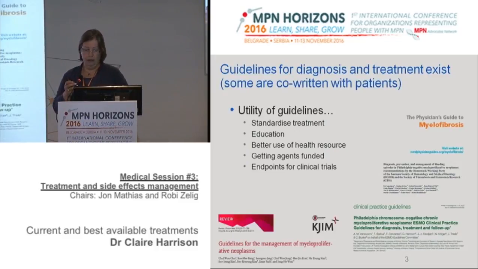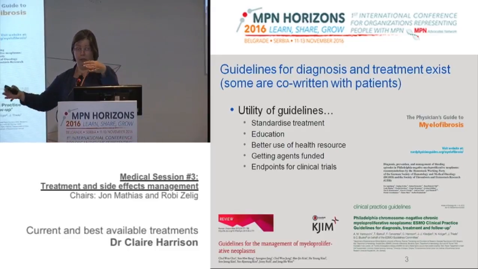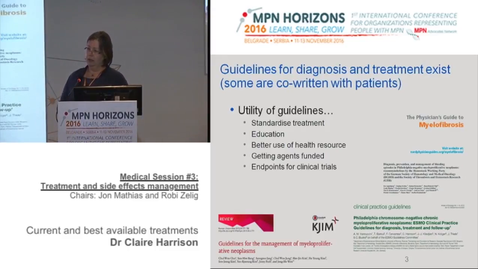There are guidelines that will guide physicians in terms of selecting which treatment to use for their patient, and these are now widely available. They have a number of utilities other than standardising treatment. They're also important for education. They can lead to better use of health resource if, for example, experts in the field feel comfortable that their patients only come every 4 to 6 months if they're stable on hydroxyurea. A doctor that doesn't see so many patients may not be so comfortable with that, so it may actually help them to design their practice even in terms like that. They may be important for getting agents funded and can be important in terms of defining endpoints for clinical trials, and I'm sure that patients also access these guidelines.